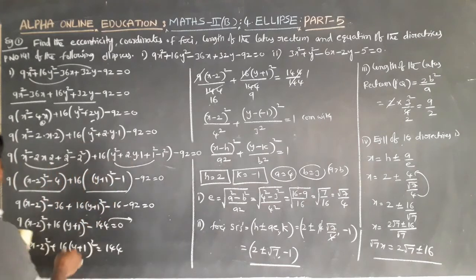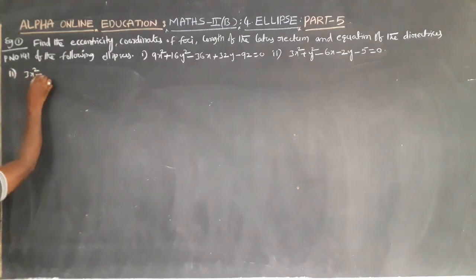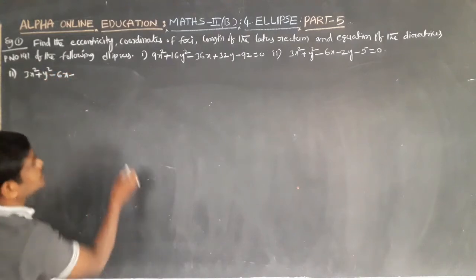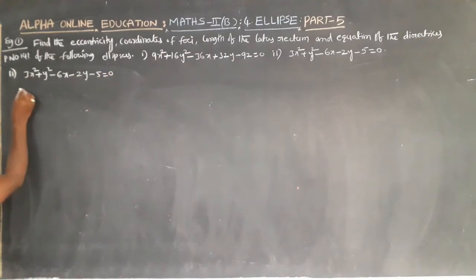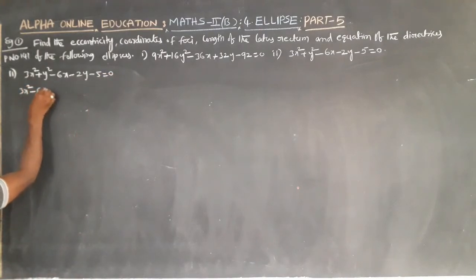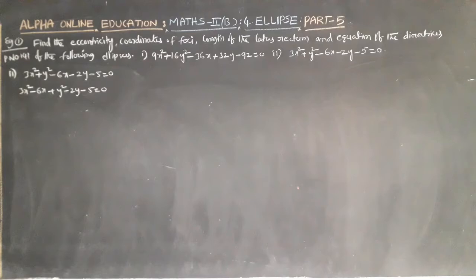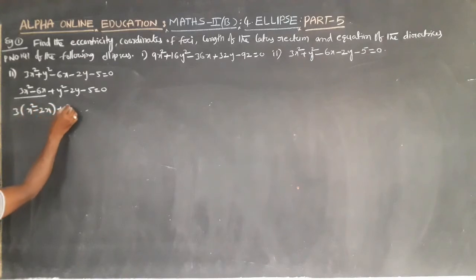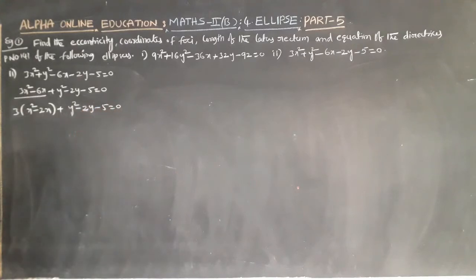Next, the second equation: 3x² plus y² minus 6x minus 2y minus 5 is equal to 0. Write the x² and x terms together, and the y² and y terms together, then minus 5 is equal to 0. Take 3 common from the first two terms: 3 into x² minus 2x. Write y² minus 2y as it is.